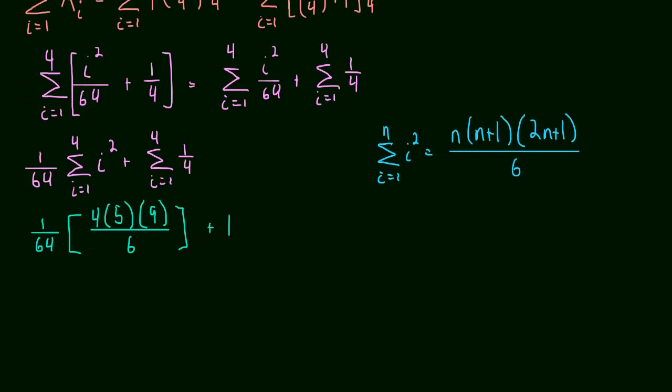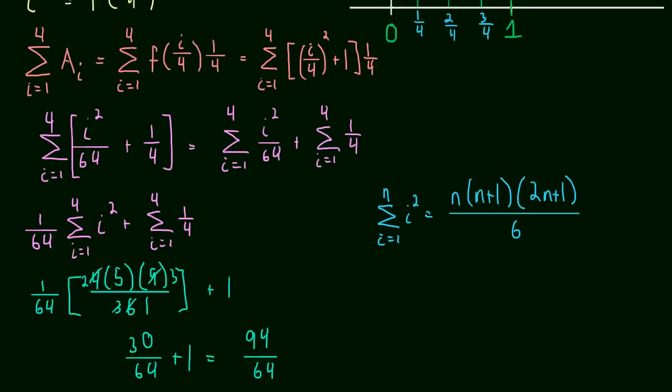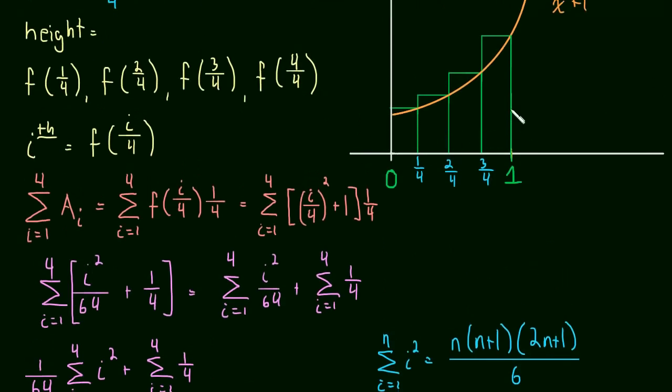And I'm running out of time, but this simplifies to become 30. A good way to see that is you could just take a 2 out of here, a 2 out of here, so this is 3. Then a 3 out of here and a 3 out of here, that's 1 and that's 3. And you have 2 times 3, that's 6, times 5 is 30. So this is 30 over 64 plus 1, which becomes 94 over 64. And that's our estimate for the area using 4 rectangles. So using these 4 rectangles, that's our exact estimate. It sounds silly, an exact estimate.